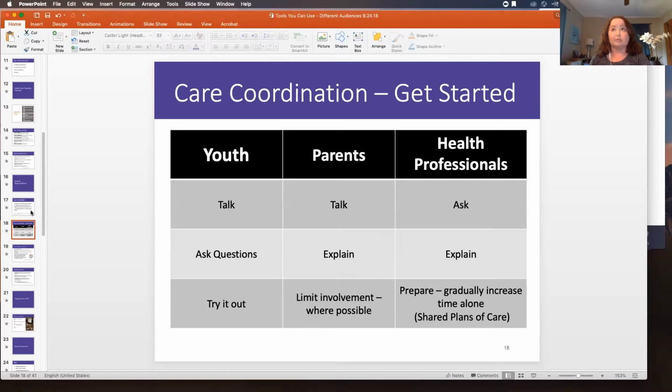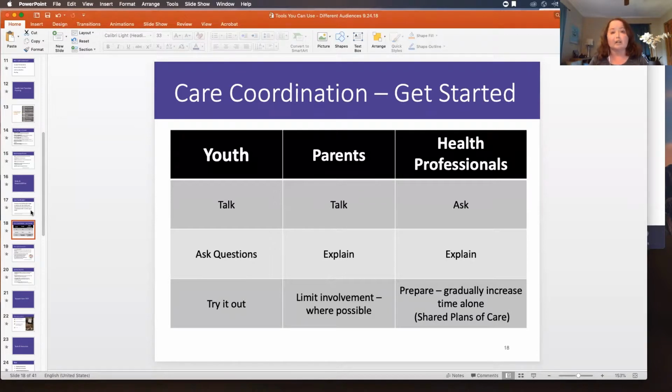For the youth, we really encourage them to talk. Start asking questions. Why are we doing this? Why do I need to take this medication? And if possible, giving them a chance to try talking with the doctor, saying how they've been feeling for the last year or so, and allowing them to take more of an active role in their visits and identifying things that are important to them.